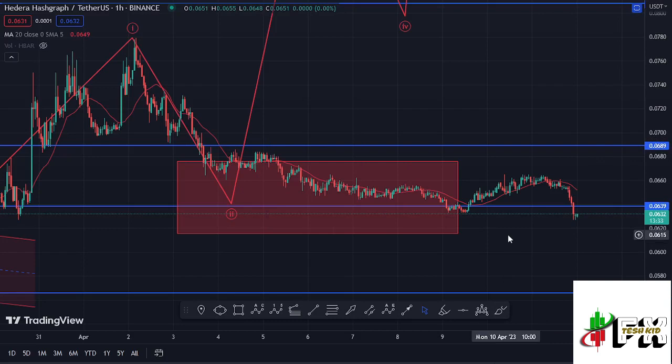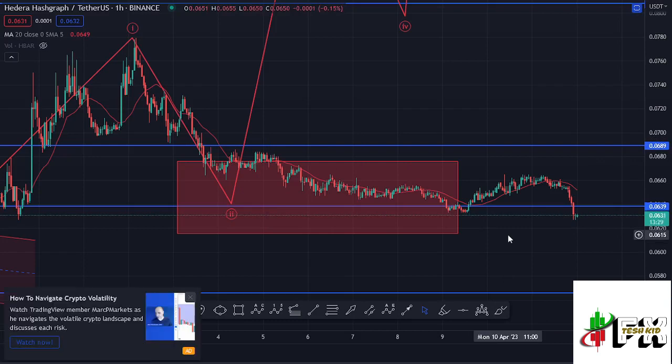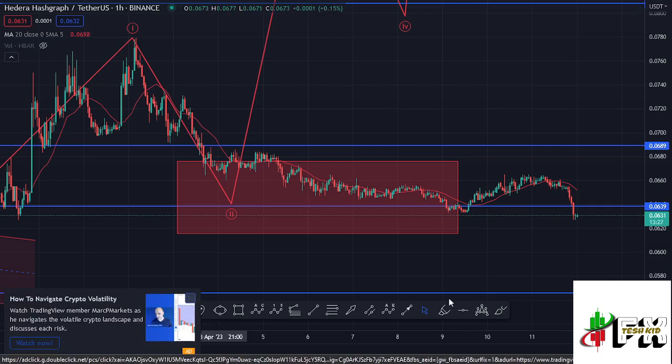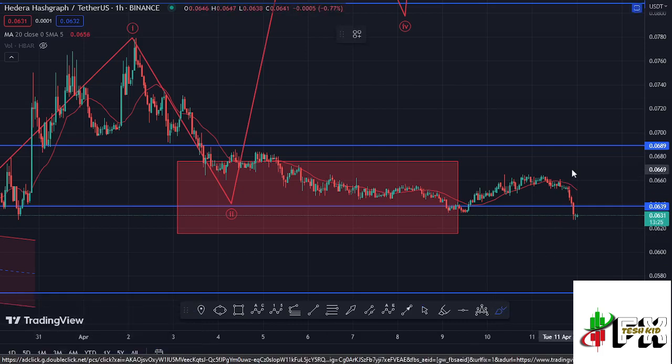Welcome back to TechKidFX for another Hbar price prediction update, which at the time of this recording is holding below the 20-day MA here on the 1-hour chart, which is now acting as resistance for us to continue gearing up. At the time of this recording, we have also lost a key area of support at around the $0.0639 mark, which is now acting as resistance.